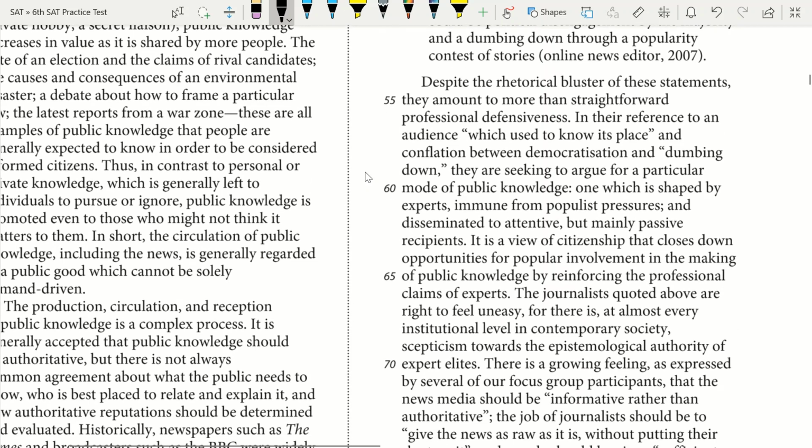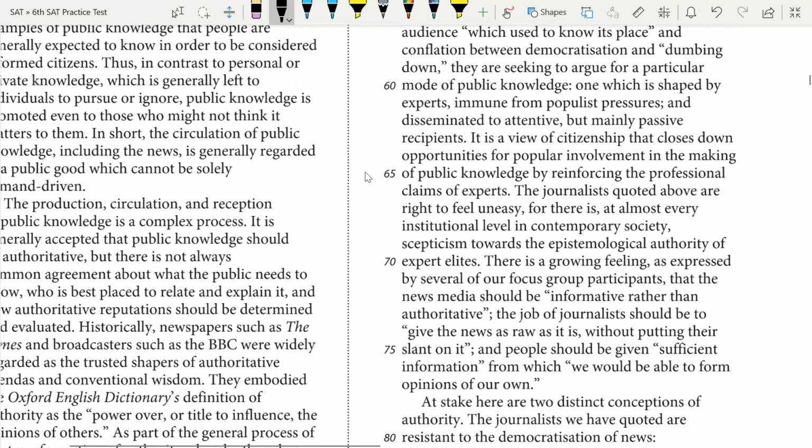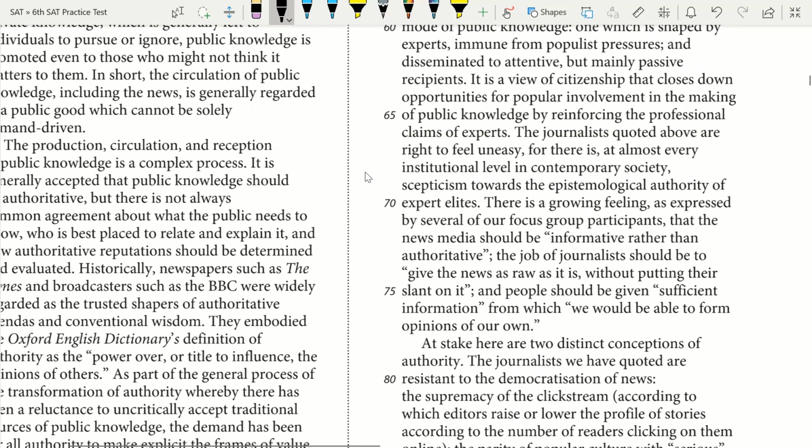Despite the rhetorical bluster of these statements, they amount to more than straightforward professional defensiveness. In their reference to an audience which used to know its place, and in their conflation between democratization and dumbing down, they are seeking to argue for a particular mode of public knowledge, one which is shaped by experts immune from populist pressures and disseminated to attentive but mainly passive recipients. It is a view of citizenship that closes down opportunities for popular involvement in the making of public knowledge by reinforcing the professional claims of experts.